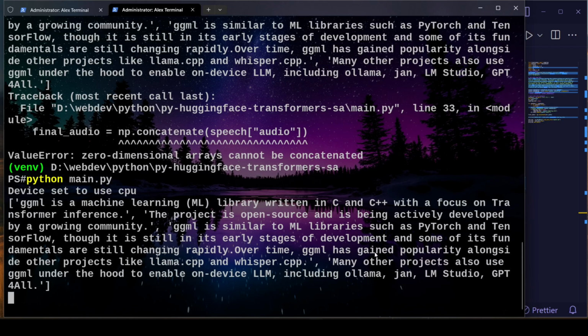Over time, GGML has gained popularity alongside other projects like llama.cpp and whisper.cpp. Many other projects also use GGML under the hood to enable on-device LLMs, including Llama, Jan, LM Studio, GPT4All.